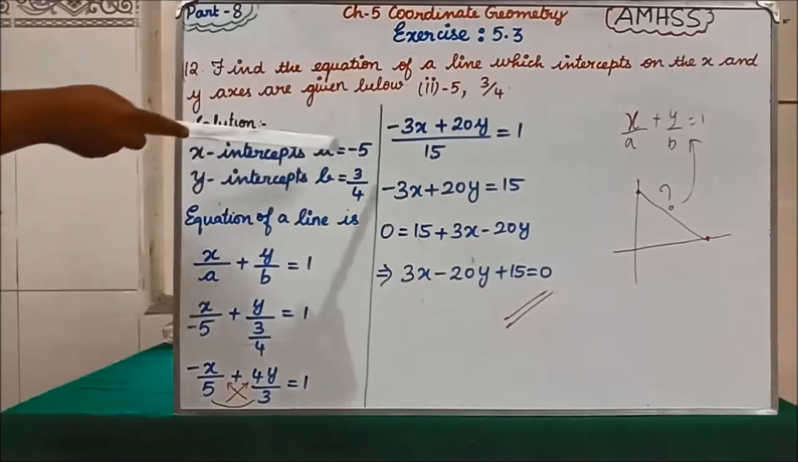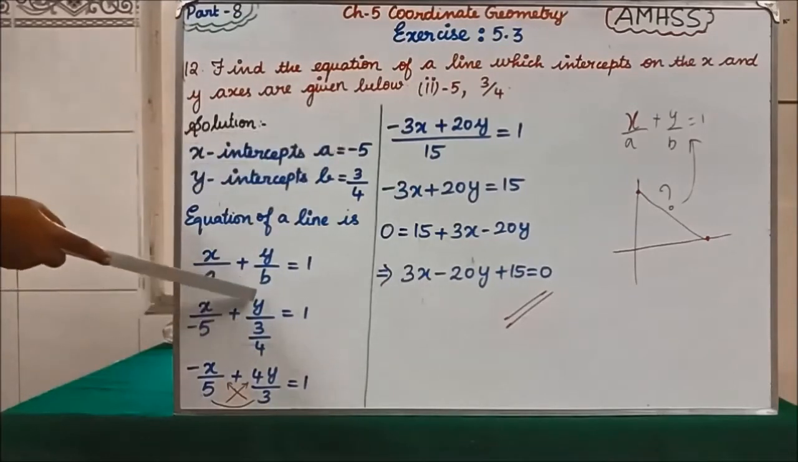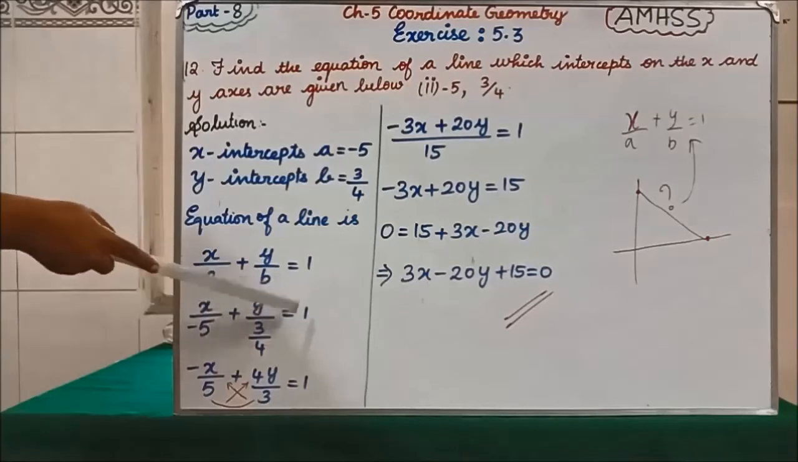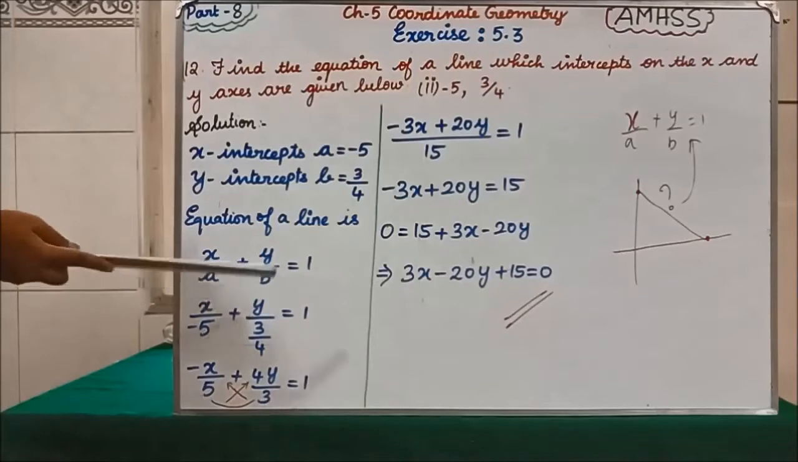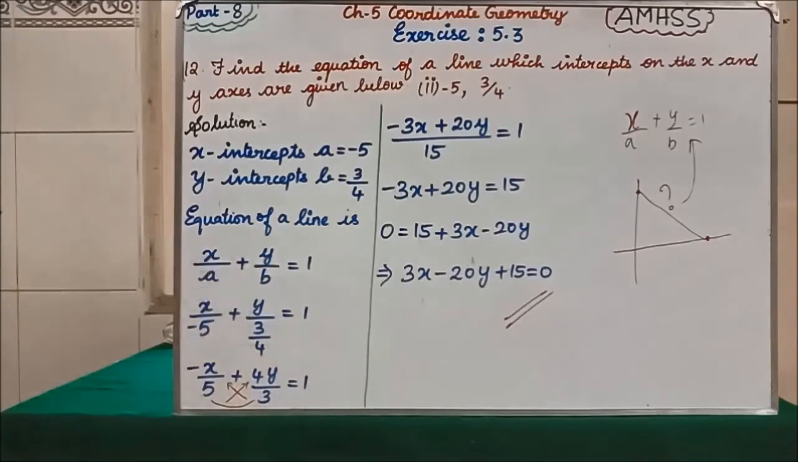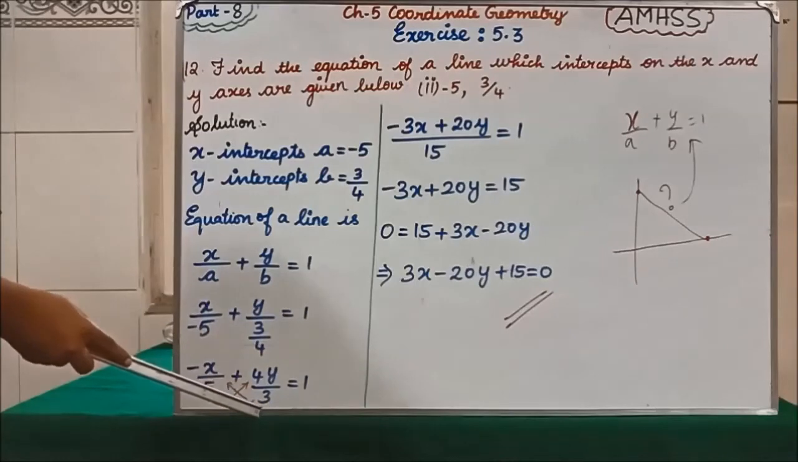X divided by a value is minus 5, plus y divided by b value is 3 by 4, equal to 1. The next step, this 3 by 4 will become reciprocal. Reciprocal means it will become 4 by 3, because for a fraction, if you have another fraction, it will become reciprocal. So now we cross multiply after the next step.